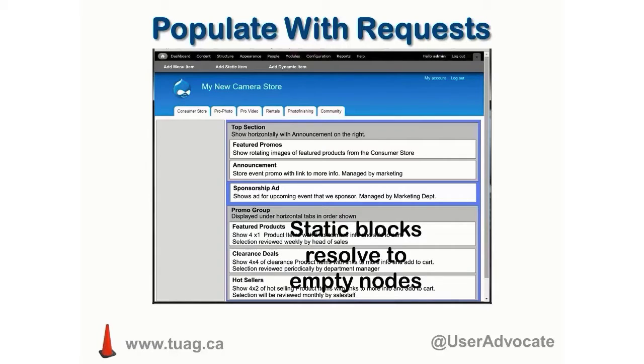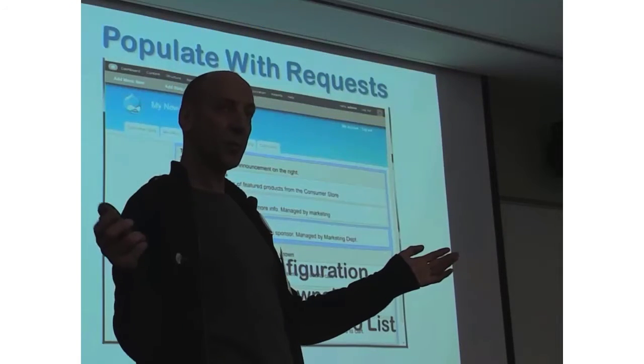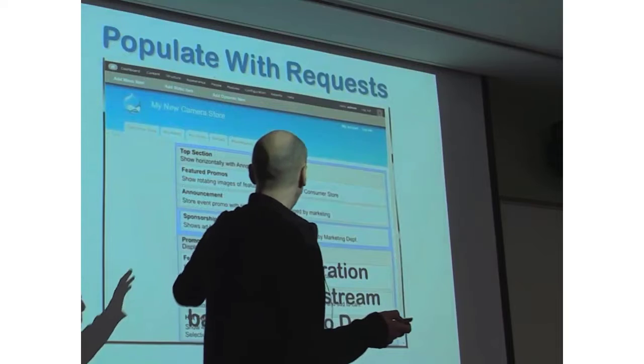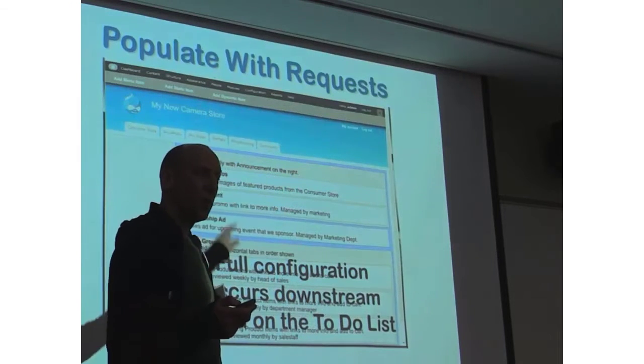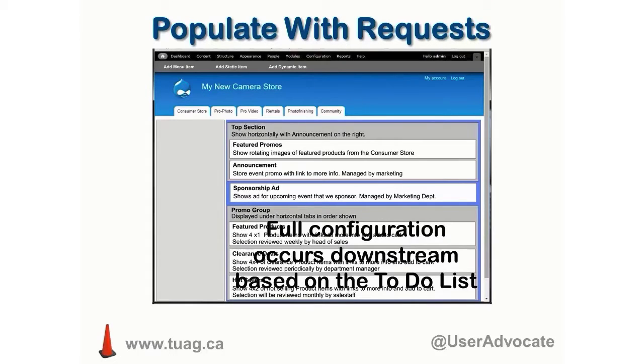So static blocks basically could resolve to nodes, empty nodes. Dynamic content or dynamic blocks resolved probably to views, empty views. And then all the real configuration is done a little bit later on. But you've captured so much about what the intent of the client is. You've kind of done a whole requirement gathering process here whilst building the outer layer, the outer top level of the actual website.